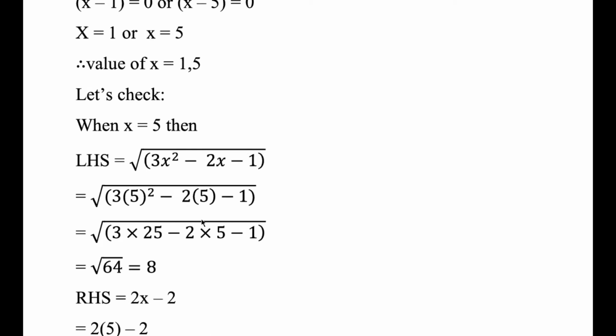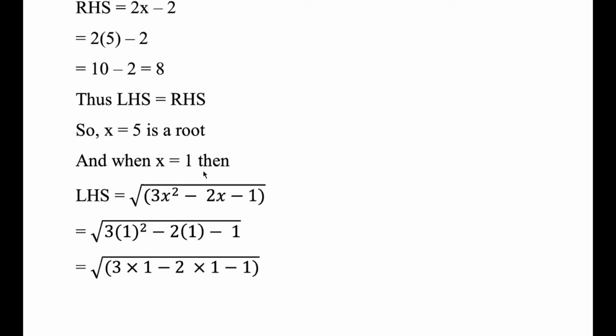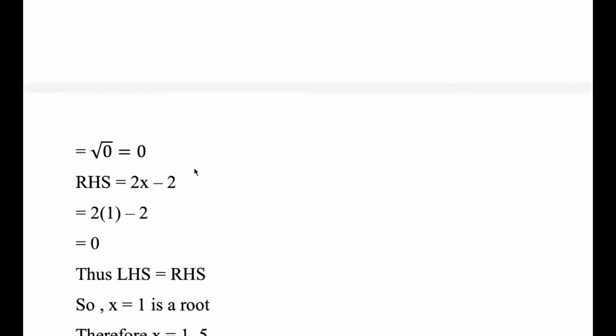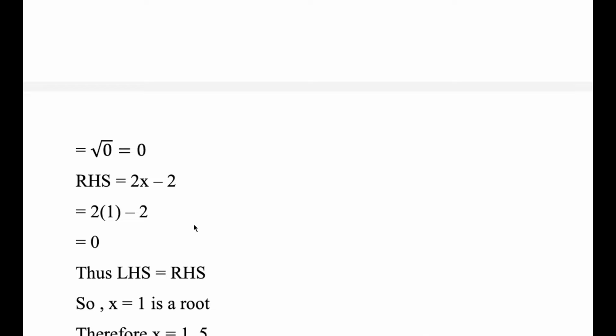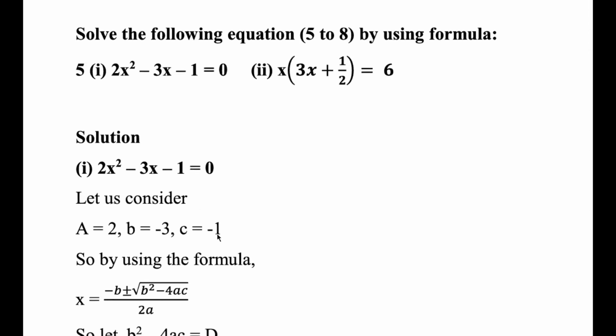Now you can check. Put 5. Left hand side will be 8 and right hand side will also be 8. So left hand side is equal to right hand side. So x is equal to 5 is a root. Now put x is equal to 1. In the left hand side, put 1, you will get 0. In the right hand side, put 1, you will also get 0. So left hand side will be equal to right hand side. So the values of x will be 1 as well as 5 both.